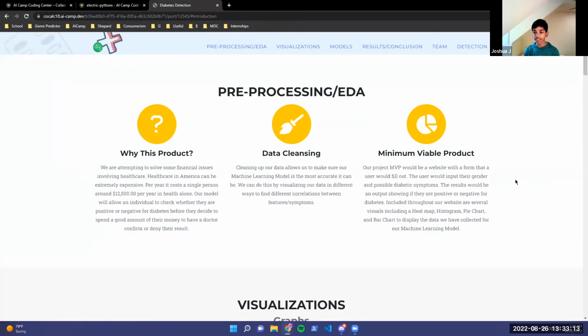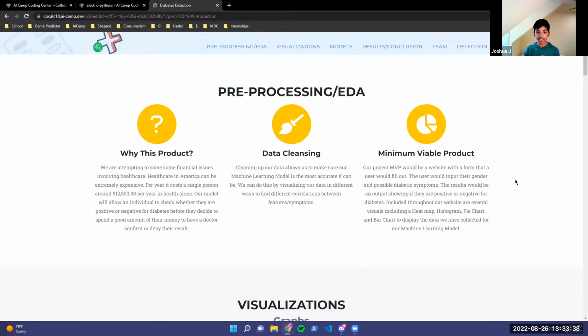Pre-processing and EDA. Why have we made this product? We are attempting to solve some financial issues. Did you know that per year it costs a single person around $12,500 in healthcare alone? Our model will allow an individual to check whether they are positive or negative for diabetes before they have a doctor confirm or deny their result.